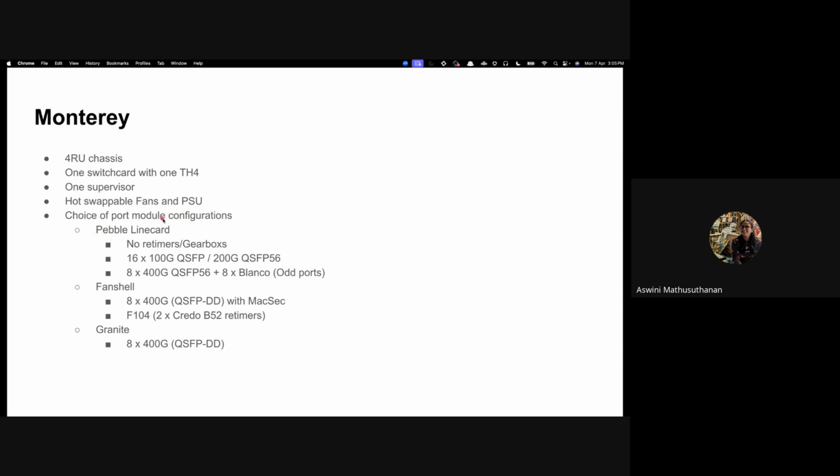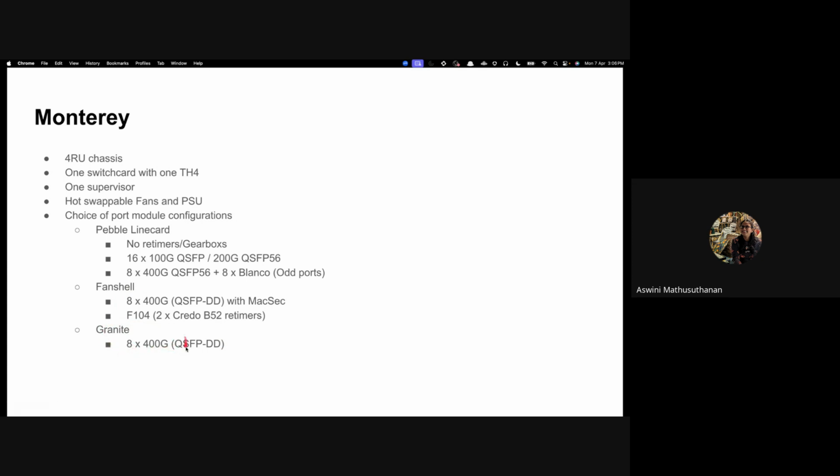So with the line card types, there are 3 different line card types here. Payable line card. Here we don't have the need for gearboxes or retimers. So we don't have that concept here. And fan shell, this is another line card, sorry. This is another line card with QSFP DD ports. And this line card supports Maxic. And there is one more line card with Granite.